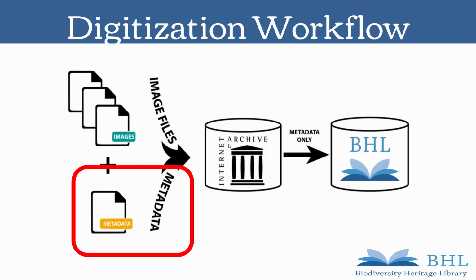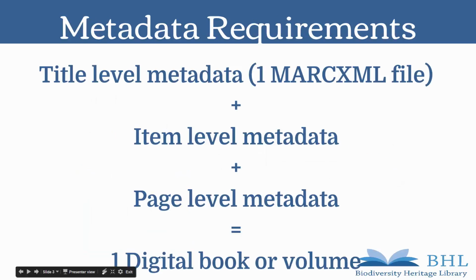BHL requires that its contributors provide the most accurate and complete metadata possible to maintain the quality of our collection. A single item in BHL is considered a cover-to-cover unit that is digitized, regardless of the file format. For each item digitized, we require 3 parts of metadata. This is the breakdown of the general formula for a single digital book or volume in BHL. BHL requires 3 levels of metadata: title level metadata, which is grabbed from the MARCXML file, plus the item or volume level metadata, and finally metadata for each page.